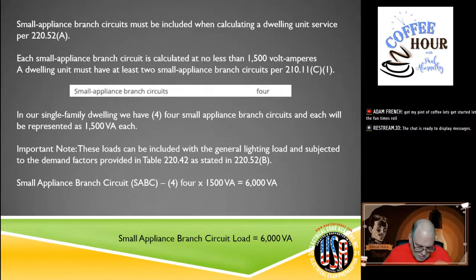Why? Because the small appliance branch circuits are all detailed in what you required in your calculation. Okay, so at the end of the day, you're adding them in. That's what you're going to be running into. So make sure you're aware of that.